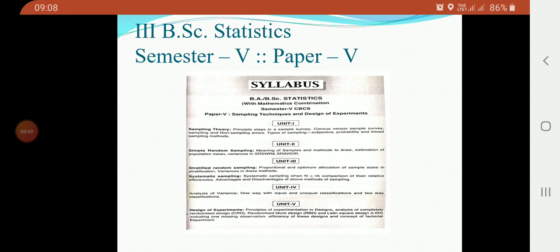Unit 2 consists of simple random sampling and its techniques, SRS, WR and WOR. Unit 3 consists of stratified random sampling and systematic sampling, the two techniques. Unit 4 is analysis of variance, one-way classification and two-way classification. Unit 5 is design of experiments, which consists of principles of experimental design, CRD, RBD and LSD, the techniques we learn in Unit 5. This is the syllabus of paper 5.